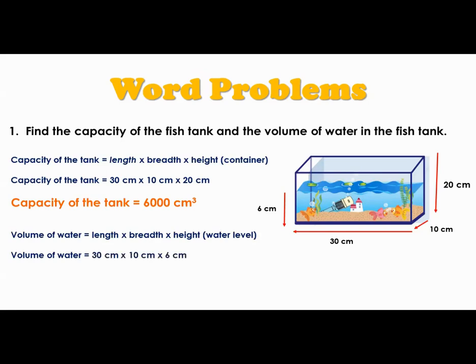So 30 times 10 is 300 and 300 multiplied by 6 is 1800. Volume of water in the fish tank is 1800 cubic centimeters. So the capacity of the fish tank is 6000 cubic centimeters and the volume of water in the tank is 1800 cubic centimeters.